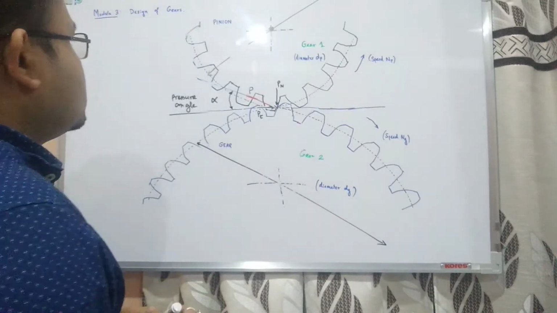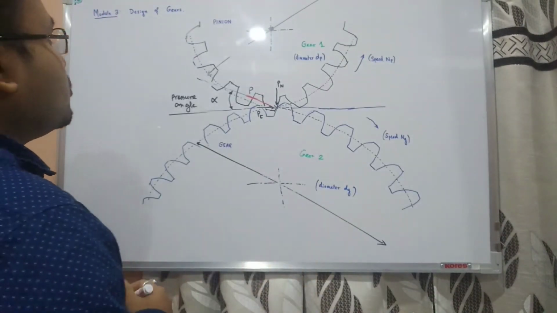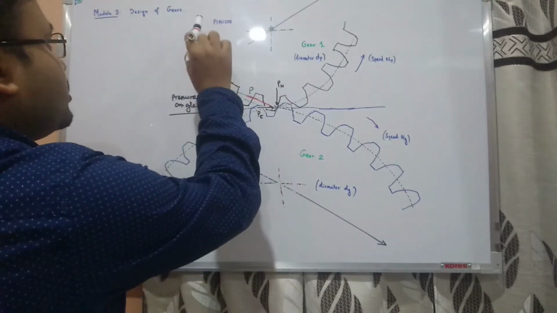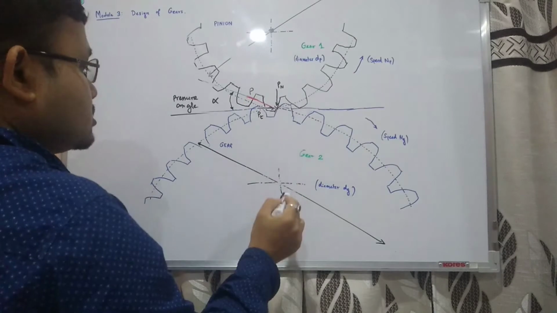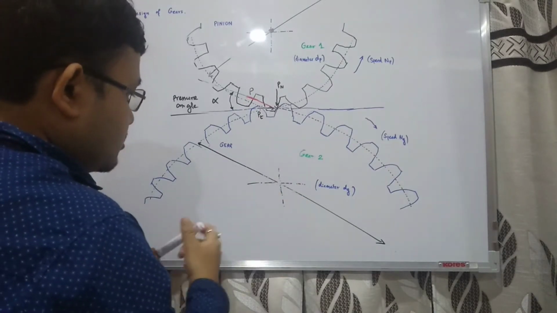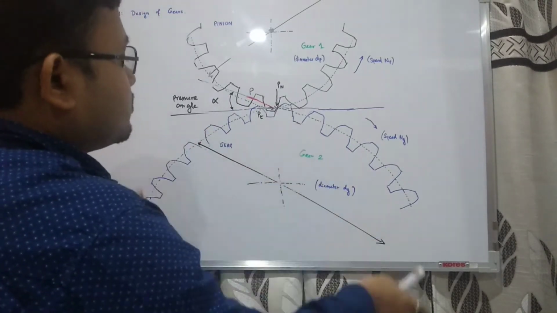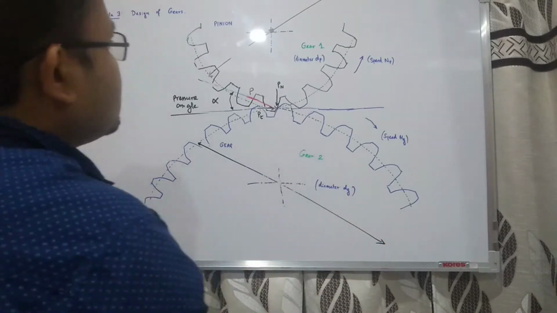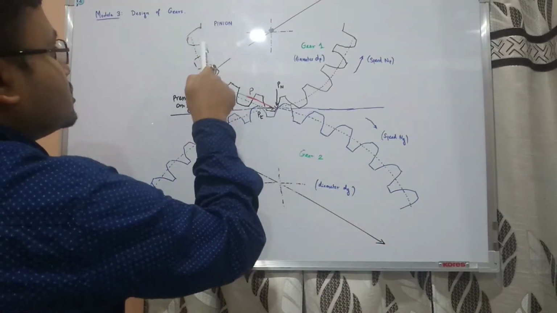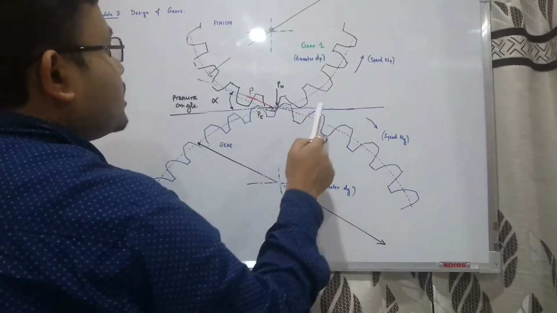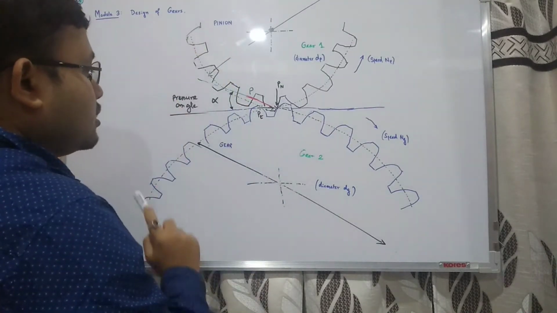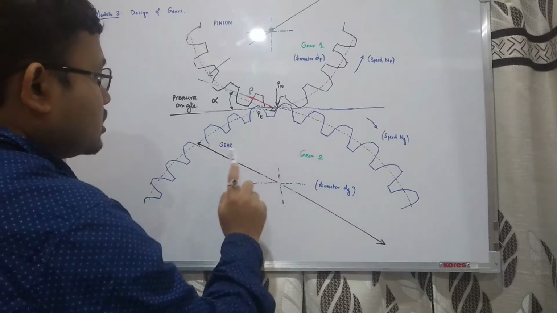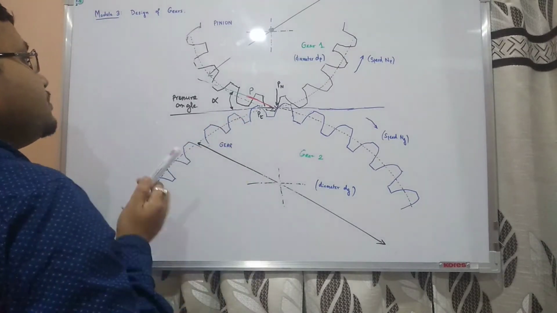So I have drawn one figure where we have two gears meshing with each other. These are the centers. The figure is not exactly good, but still understandable. This is the smaller gear, and this is called the pinion. The smaller one is always called the pinion, and the bigger one is called the gear. Both are gears, but the smaller one is the pinion.